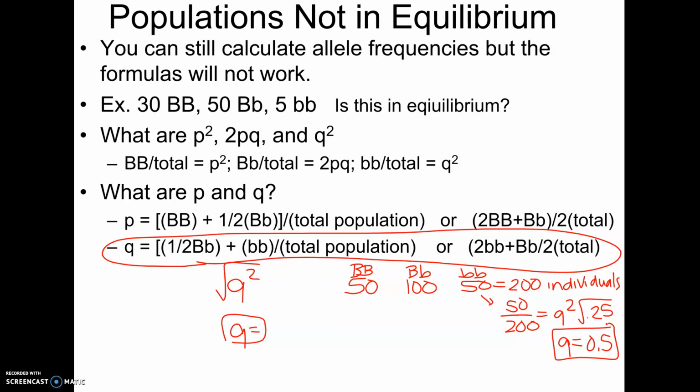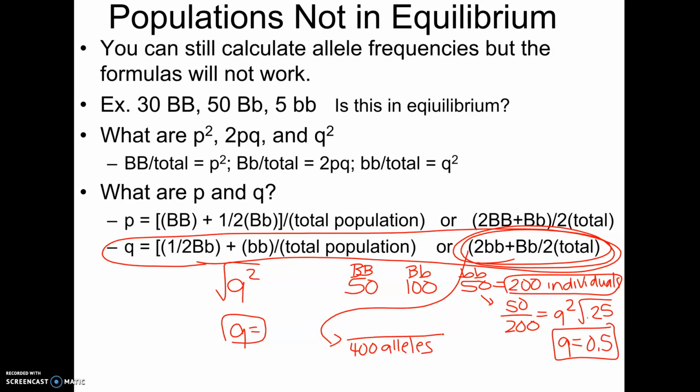The true q of the population is how many out of all the alleles in the population are little b. I prefer this formula, though both formulas will technically work. In this scenario, I have 200 individuals. Isn't it true then that I have 400 alleles? Why do I have 400 alleles? Because every individual has 2.